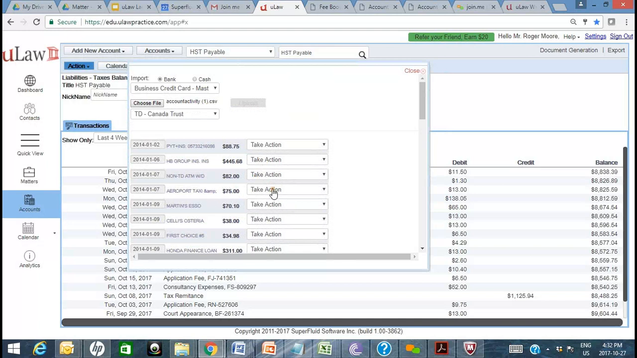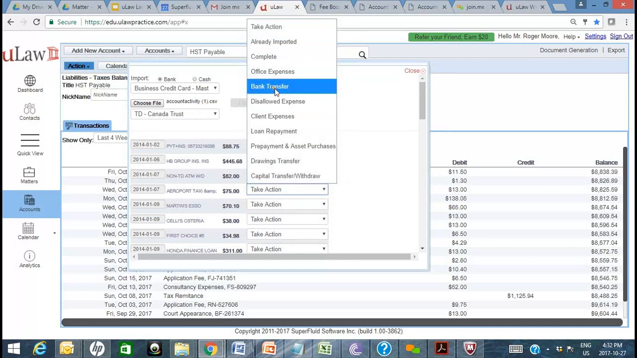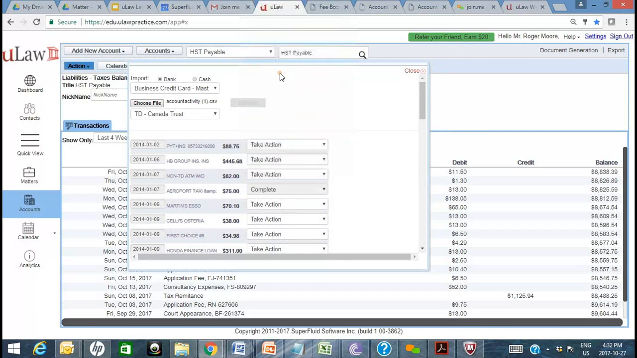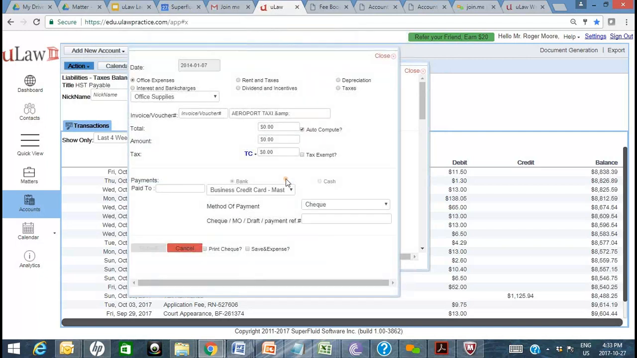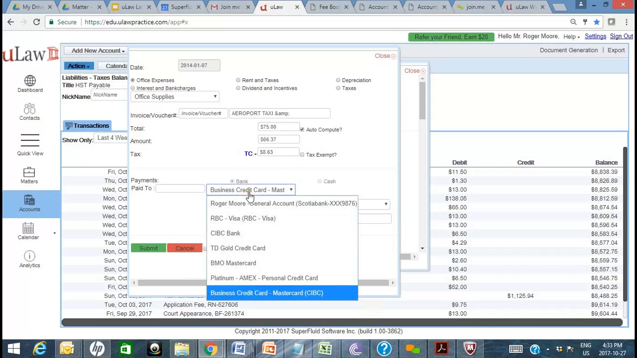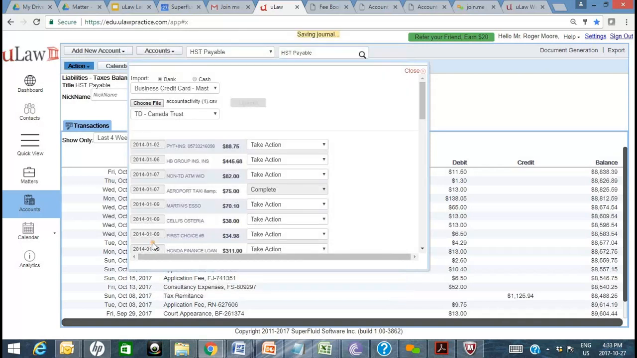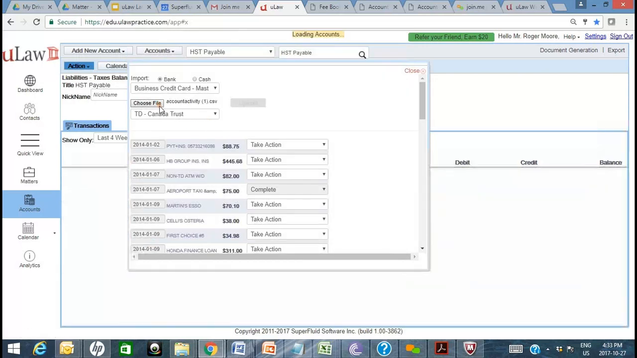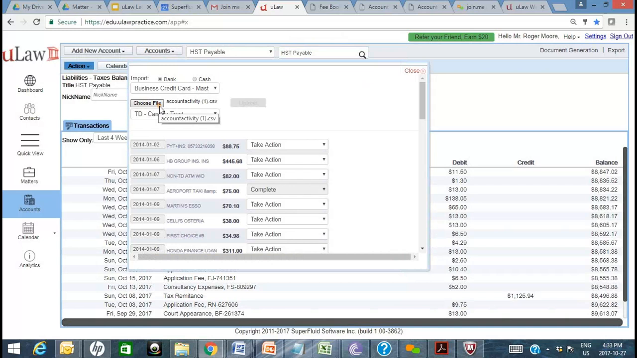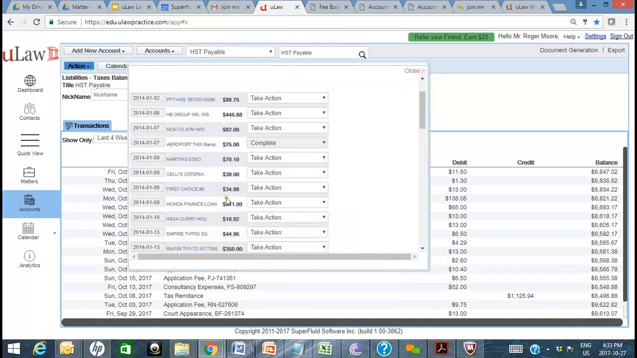So if that's a taxi, you can quickly go in and say it's an office expense. You can tell us that you paid out of your credit card. Obviously, it divvies up the tax amount, and you hit submit. And if you were to upload the same file again, obviously it would tell you that it's already been taken care of. And you can be rest assured that if you've already entered this expense manually, then that would happen too.